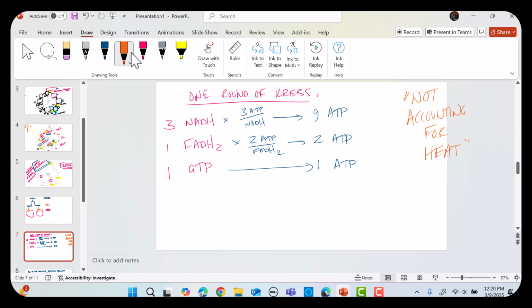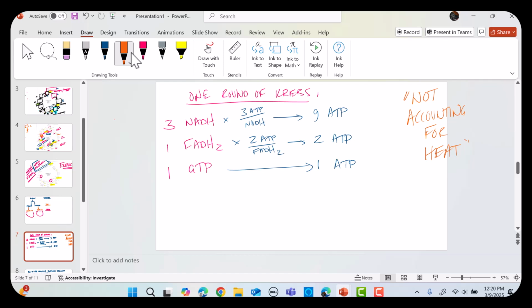So because they're sticking with the old numbers and throwing in not accounting for heat, I'm going to stick with the old numbers and throw in not accounting for heat. We're correct. It's just now we typically don't do that. But having a little bit of an older convention and passing the boards is a better deal than getting all hung up on half an ATP that's not going to change the course of your career as a chiropractor.